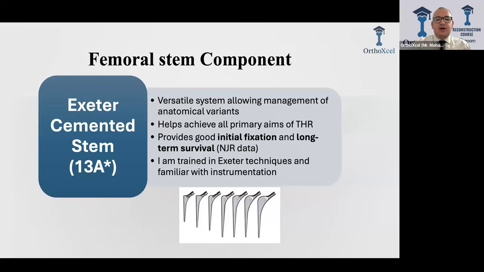And when you are asked in the exam, your answer will be: I'm trained in Exeter techniques and familiar with the instrumentation, because that's actually the reality. The reality is you use what you are trained on, you use what's available, and Exeter is one of the most available implants in the UK. It's a successful implant, it's evidence-based with the NJR, and it is what every trainee in this country is trained on.